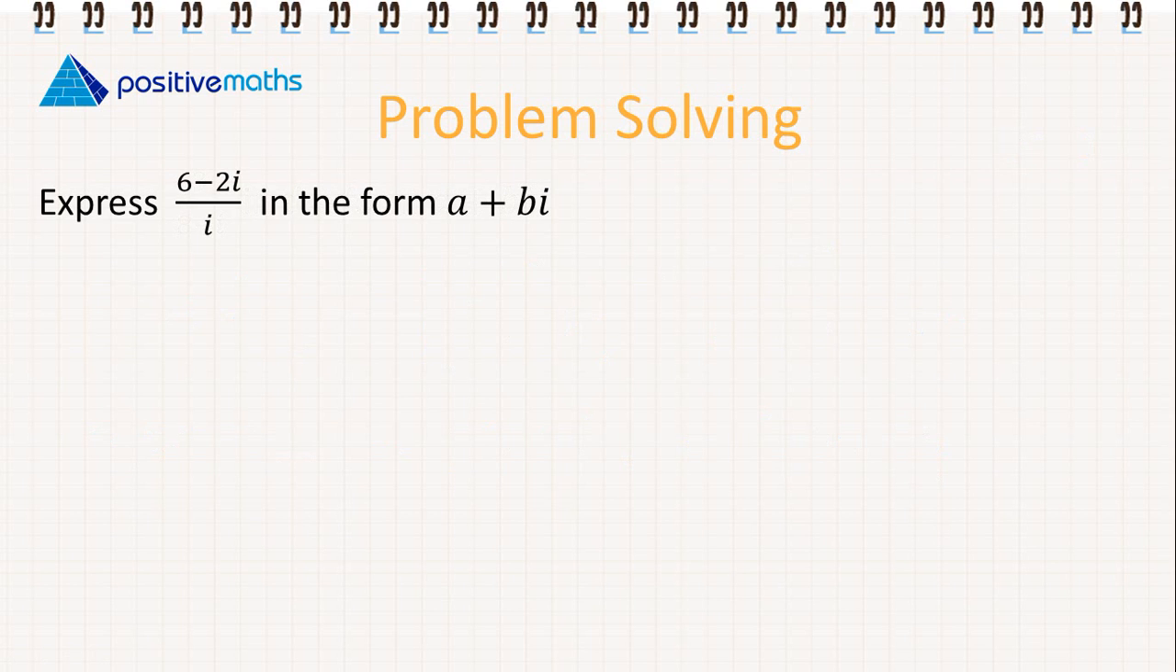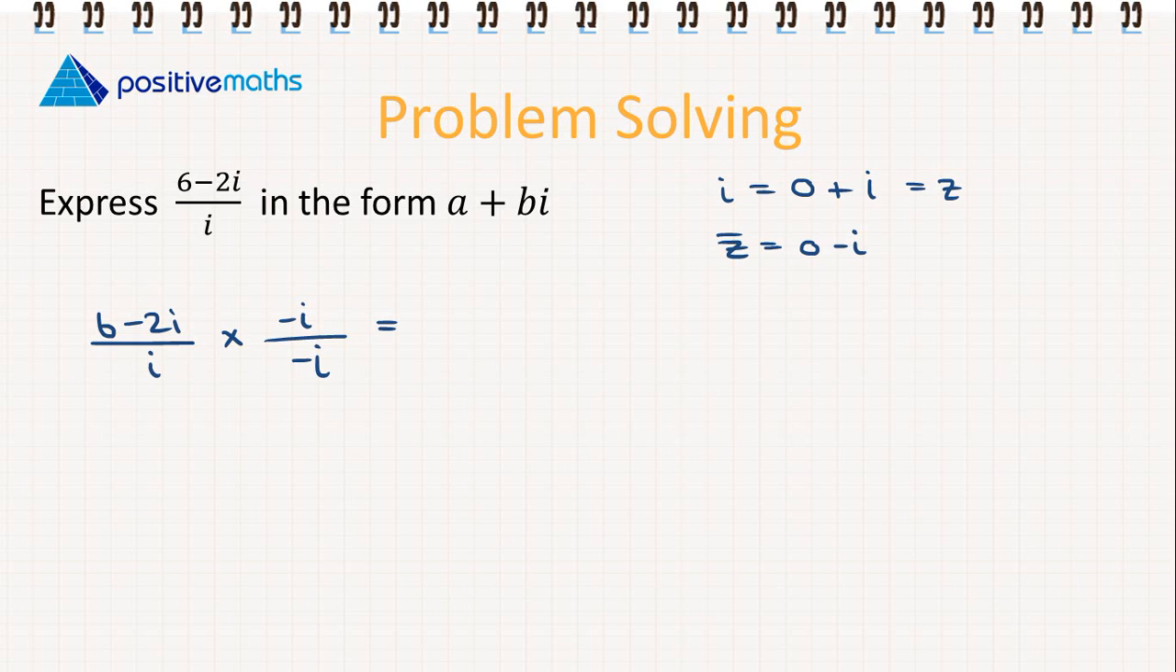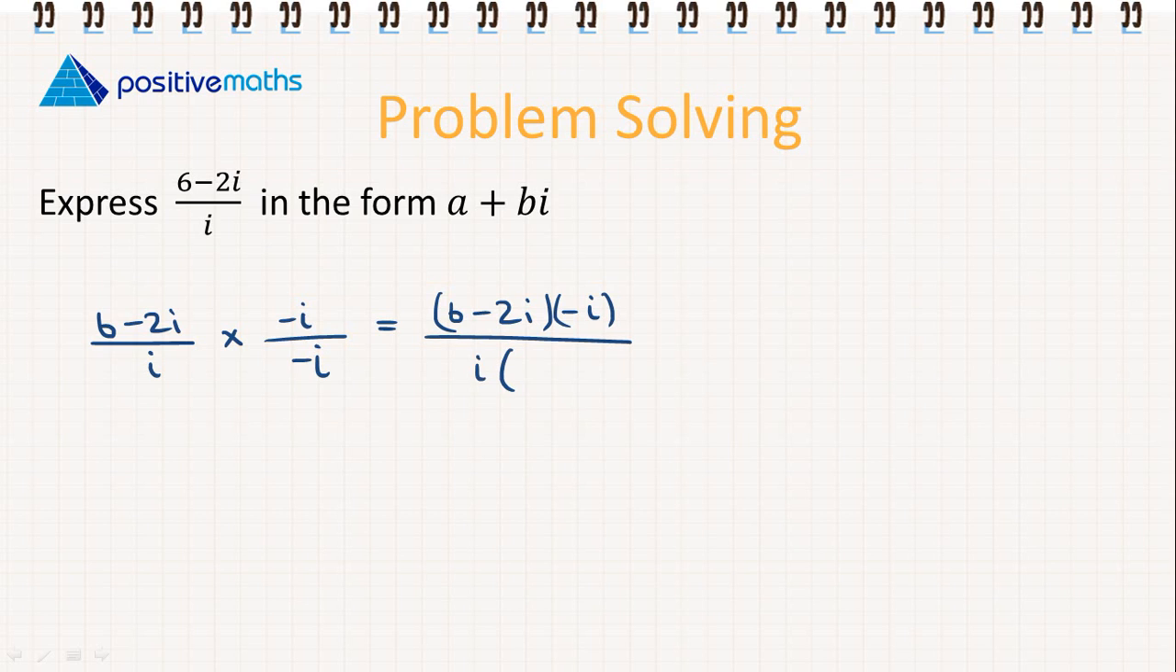Okay, in the last problem we have 6 minus 2i over i, again expressing it in the form of a plus bi. So even though on the bottom we don't have the real part, we can still find the conjugate. So we're going to multiply above and below by minus i. So we have 6 minus 2i over i multiplied by minus i on the top and minus i on the bottom. So we're going to have 6 minus 2i multiplied by minus i on the top and i multiplied by minus i on the bottom.